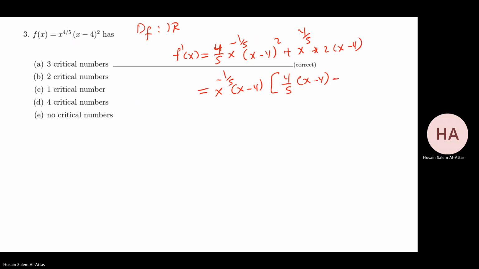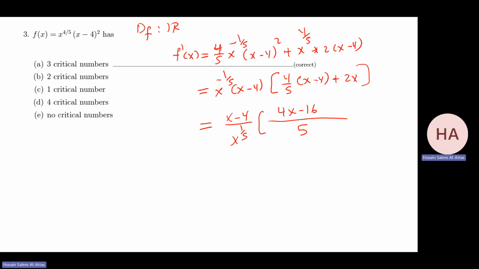Here I have plus 2x, correct? Times x to the power 4 over 5. Good. And this one, 4 over 5, x minus 4 squared. That's good. So I have x minus 4 over 5x to the power 1 over 5. Here I have 4x minus 16 plus 10x. So that gives me x minus 4 times 14x minus 16 over 5x to the power 1 over 5.